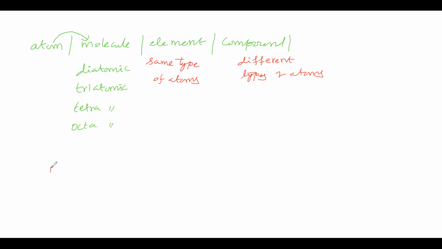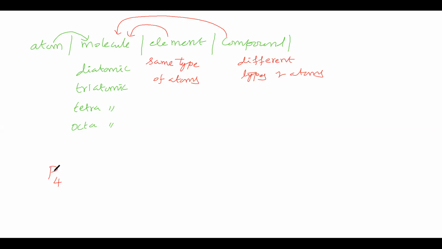Now we have taken P4. This is a substance, and its formula is P4. This substance contains only phosphorus atoms, so it contains the same type of atoms. Therefore, P4 is an element. This P4 we can also call a molecule. An element we can say is a molecule, and a compound also we can say is a molecule.